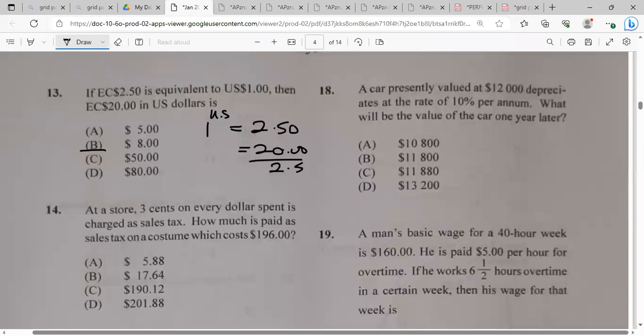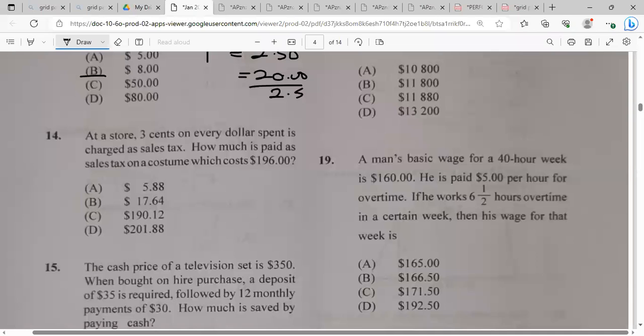At a store, 3 cents on every dollar is charged as sales tax. How much is paid for sales tax for a customer whose purchase costs $196? So basically, that's 3%. That's 100 cents in a dollar. How much is paid in sales tax? It's a very small margin.